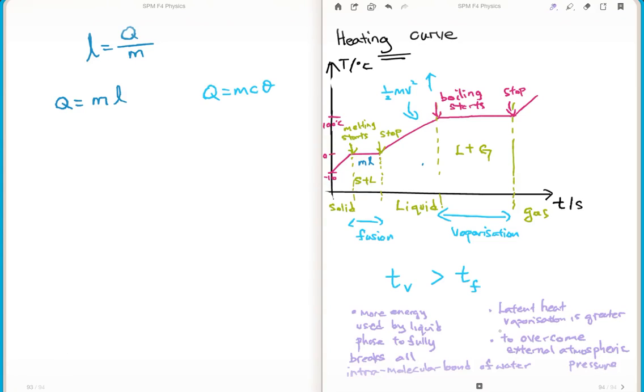Okay, extra energy to overcome the external atmospheric pressure. That's why in vaporization the time is longer. Whereas here what happened is a shorter period. Okay, because from solid to liquid there's no external pressure, the external pressure is low. That's why the time is shorter.